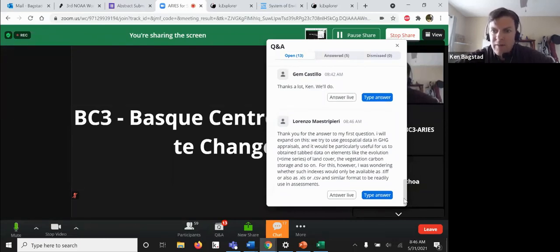Okay, follow-up question from Lorenzo. Let's see, I'm just going to take a moment to read this. Using geospatial data, useful time series data on indices, evolution of changes in things like land cover, vegetation, carbon storage.